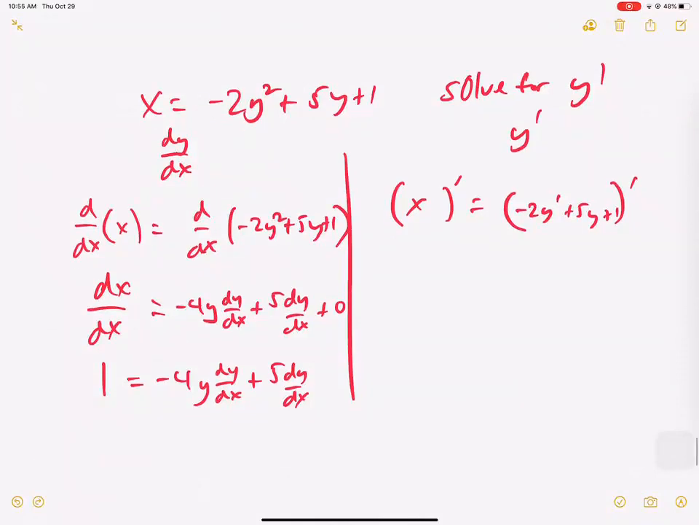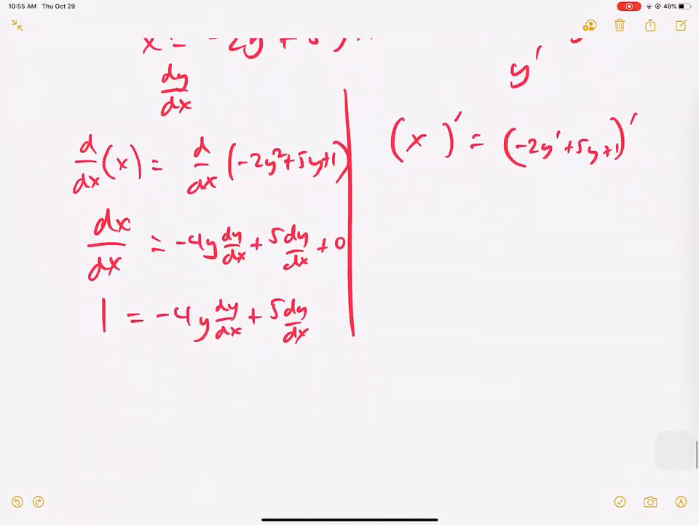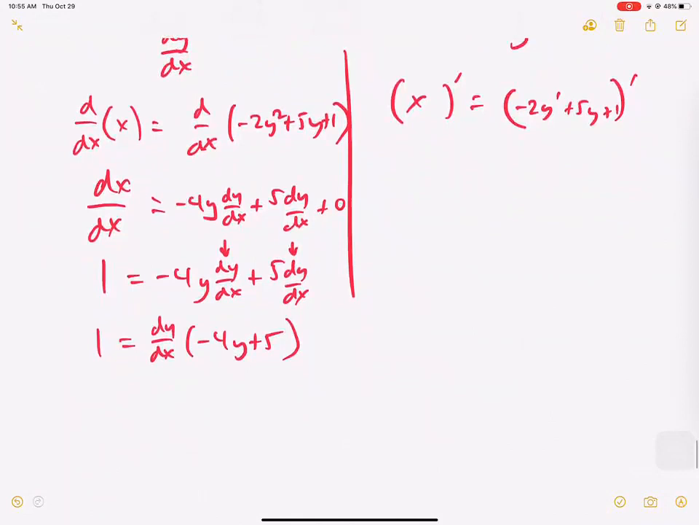Now, this is why this is a little tricky. If I want to solve for dy/dx, do you see how we have dy/dx here? They're two different terms, so we have to factor it out. dy/dx factored out: (-4y + 5). We factor out what's in common because we want those to be alone. That's what we're solving for. Then we divide it over. 1 over (-4y + 5) equals dy/dx, which is y prime.